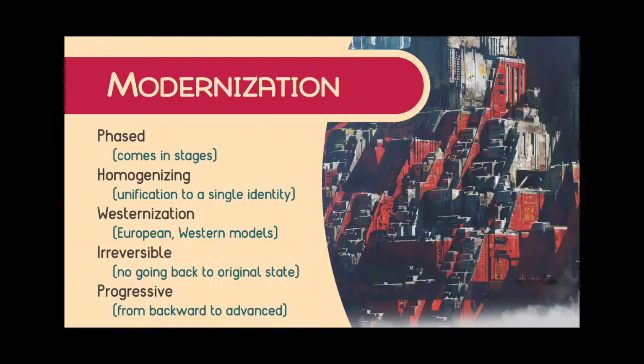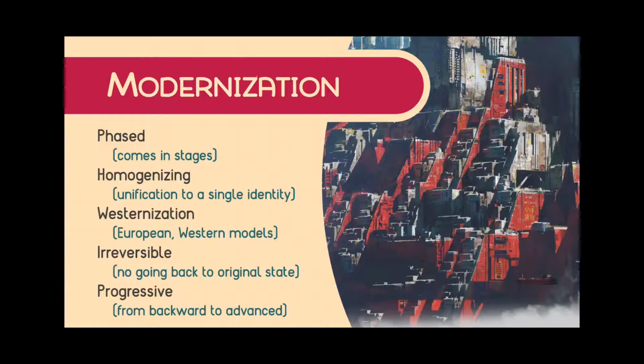Now, what are the different characteristics of modernization? First, it's phased. So it comes in phases. If you remember in the theories that we have had earlier, it comes from a pre-industrial phase to an industrial phase to a post-industrial phase.